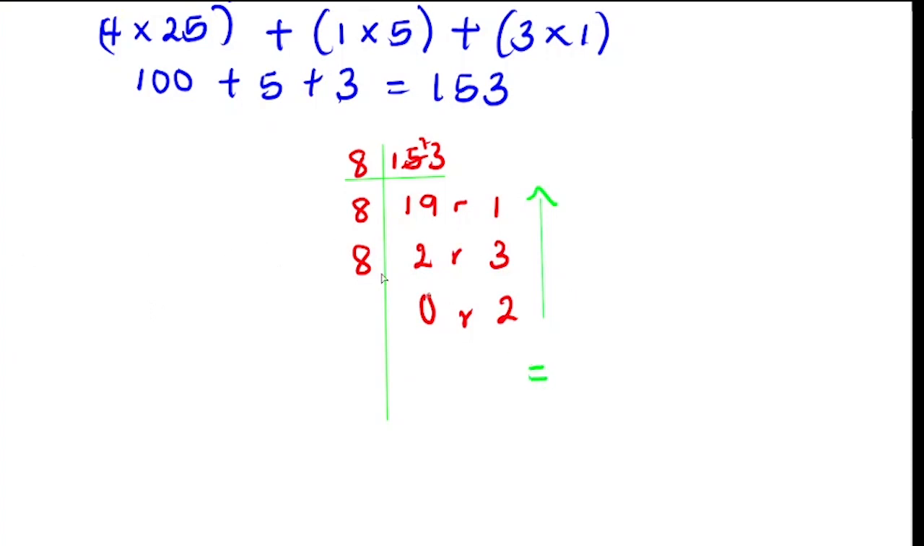So our final answer is going to be equal to 2, 3, 1 in base 8. Remember, we write the remainders from the last one to the first one, not the first one to the last one. So we have 2, 3, 1 in base 8.